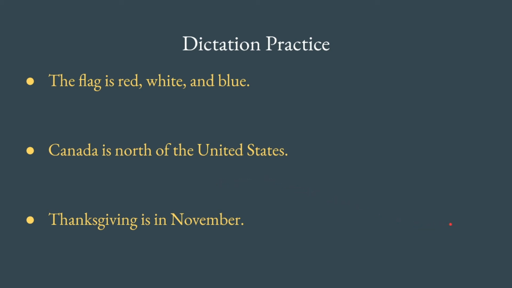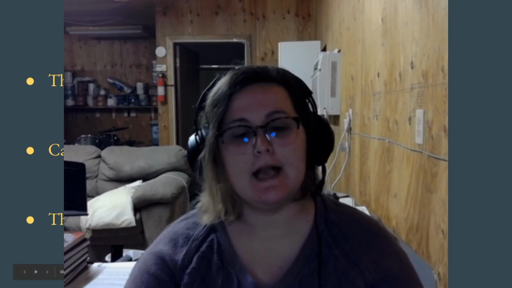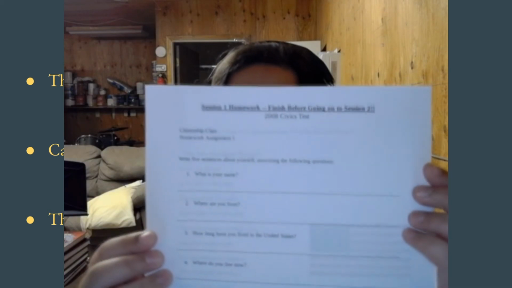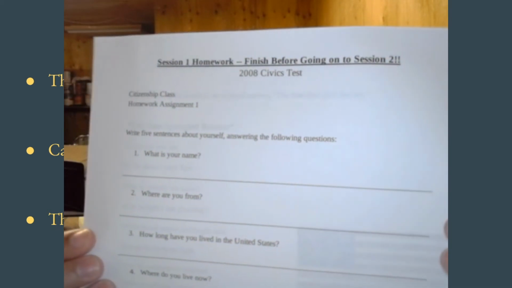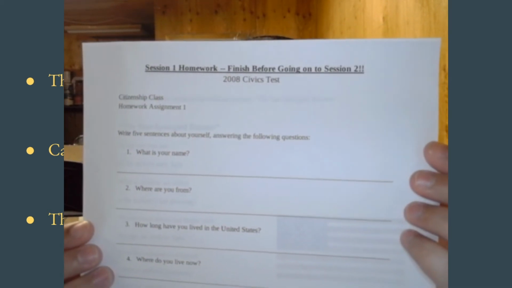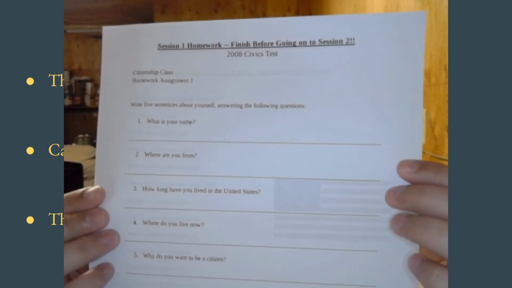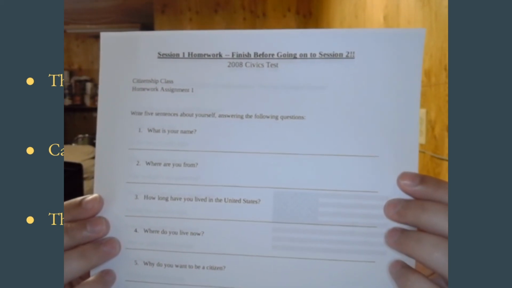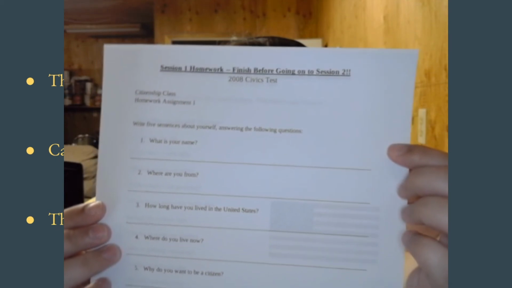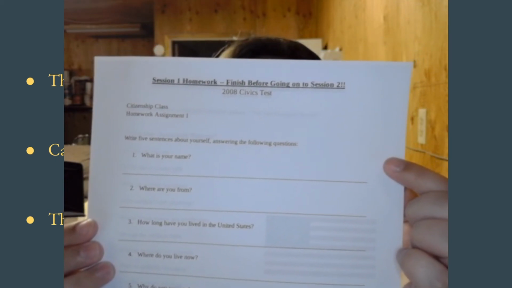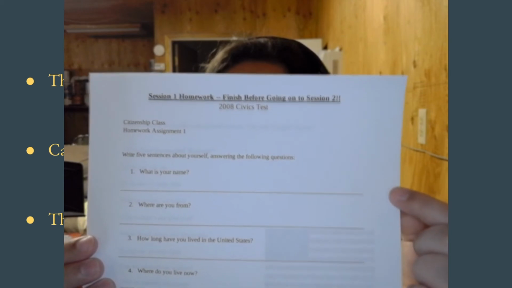Okay, before I have you go, I also have some homework that I want you to complete. I'm going to turn on my big camera once again. In front of you, you should have the piece of paper that says Session 1 homework, finish before going on to Session 2. There are 5 questions here, and I want you to answer them. Write sentences about yourself answering the questions. It says, what is your name? I want you to write, my name is, and then your name.